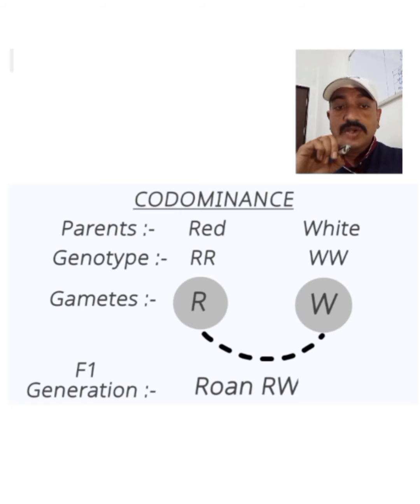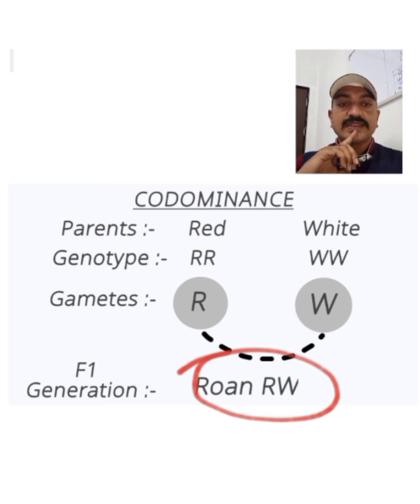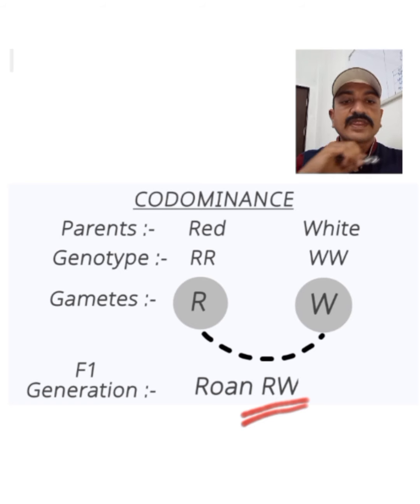But in a cross between red and white, the F1 individual should be either red, or white, or a combination of red and white. Here in the F1 generation, roan individuals are formed, having the genotype capital R and capital W. As both these genes show equal expression, roan individuals are formed.